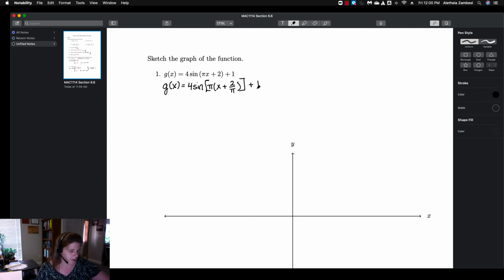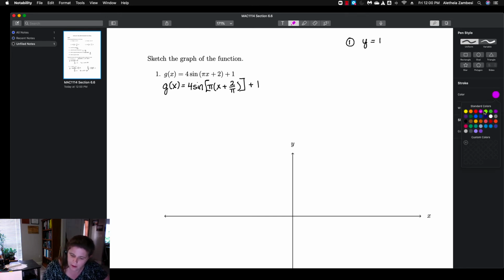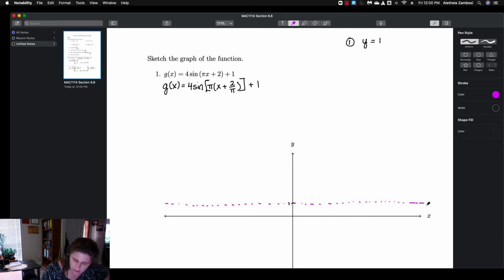All right, so now let's start with our steps. Our first one is we are looking at our shift up and down. So y is equal to 1 because we're adding 1 onto our function. I'm going to make a 1 hash mark here. So here's 1, and then I'm going to plot that in. All right, y is equal to 1. So when we graph our actual graph, this is going to be the axis that we're working on. When it comes back to what would normally be 0, it's going to come back to this line instead.